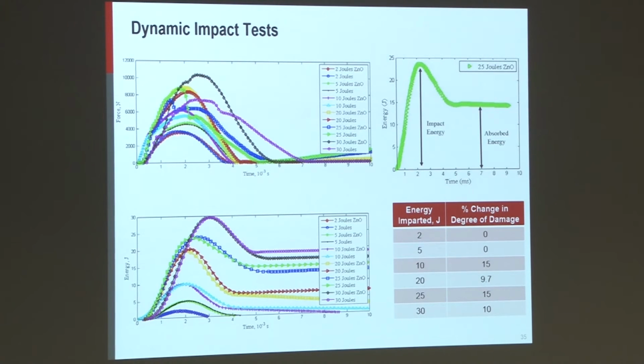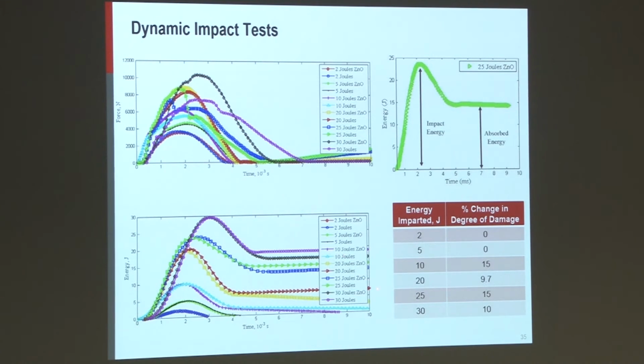Well, the peak force did not differ much for different energies imparted, from 2 joules to 30 joules. But we were more interested in the extent of damage, which is a measure of the absorbed energy during impact. So we defined a degree of damage as a ratio of the absorbed energy to the impacted energy from our energy time curve. And we determined the degree of damage for the same amount of impacted energy for all these cases.